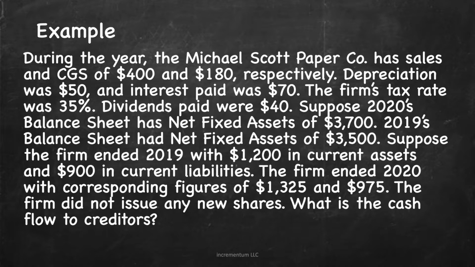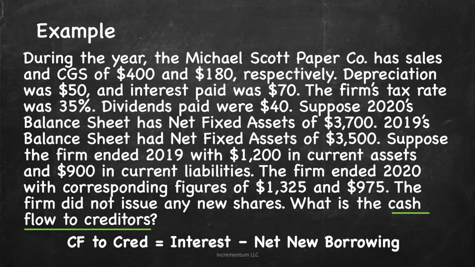What is the cash flow to creditors? It's important to always go to your question no matter how long or how complex the problem is. And our question here is, what is the cash flow to creditors? Now, the easiest way to calculate that, if we have all the information, is cash flow to creditors is equal to interest minus net new borrowing.